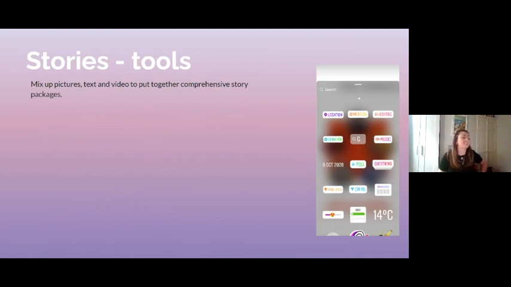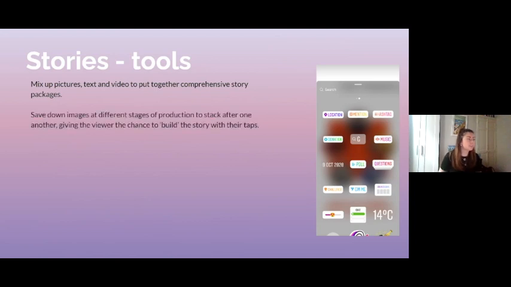Mix up pictures, text and video to put together comprehensive story packages. You can save down images at different stages of production to stack one after the other. I'm sure you've seen this where you've been watching a story and tapping through and it seems like the same image, but then text or pictures are being added. Somebody has probably created a very busy story on their phone and then saved it down, deleted one aspect, saved it down, deleted the next one, to then re-upload them all. That's what makes you able to tap through.